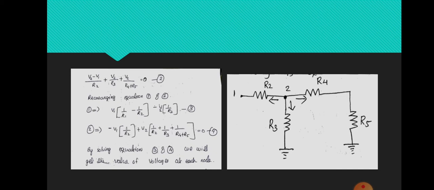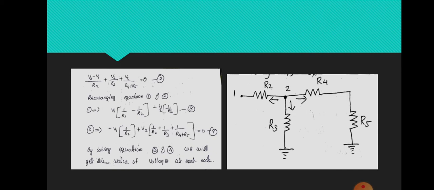Equation 1 contains V1 terms and V2 terms, and equation 2 also contains V1 terms and V2 terms. So we can rearrange equation 1 and 2, and from the first equation it will give V1 into (1 by R1 plus 1 by R2) minus V2 into 1 by R2. That is the third equation, and when we rearrange equation number 2, we will get minus V1 into 1 by R2 plus V2 into (1 by R2 plus 1 by R3 plus 1 by (R4 plus R5)) equal to 0. That is the fourth equation.